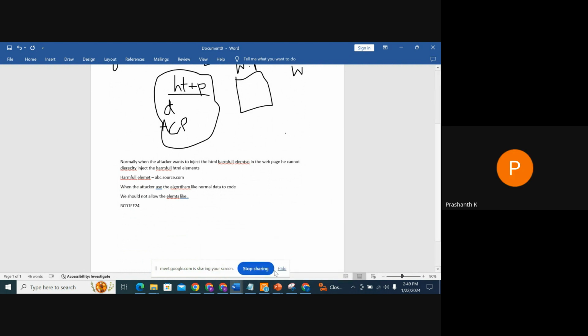Yeah, some of it, not completely. In which area didn't you get the point? The harmful element abc.source.com, is it a web page, right? No, it is not a web application. For the example, I have taken it as abc.source.com.